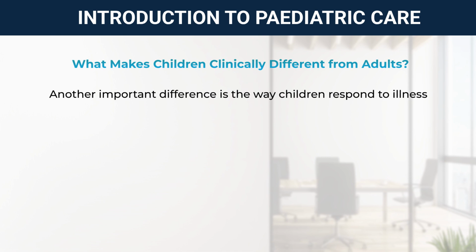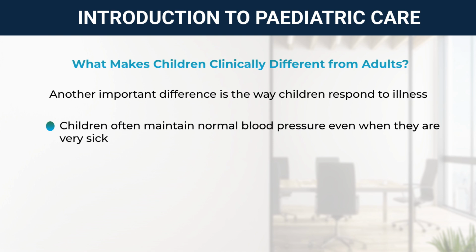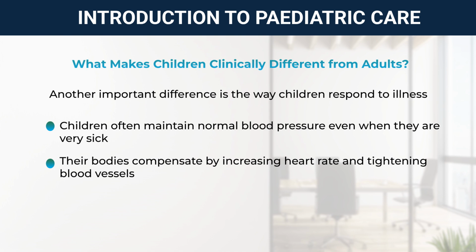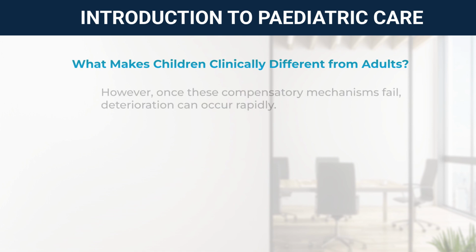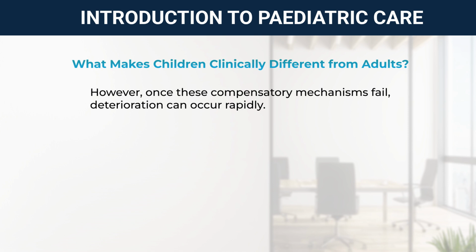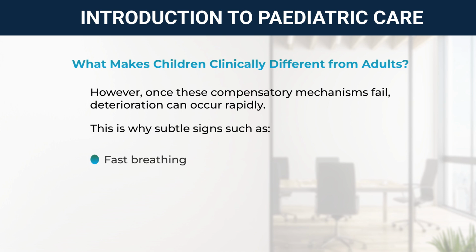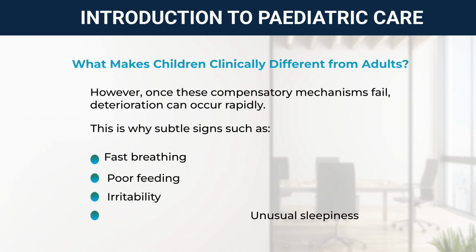Another important difference is the way children respond to illness. Children often maintain normal blood pressure even when they are very sick because their bodies compensate by increasing heart rate and tightening blood vessels. This means serious illness may not be obvious immediately. However, once these compensatory mechanisms fail, deterioration can occur rapidly. This is why subtle signs such as fast breathing, poor feeding, irritability, or unusual sleepiness should never be ignored.